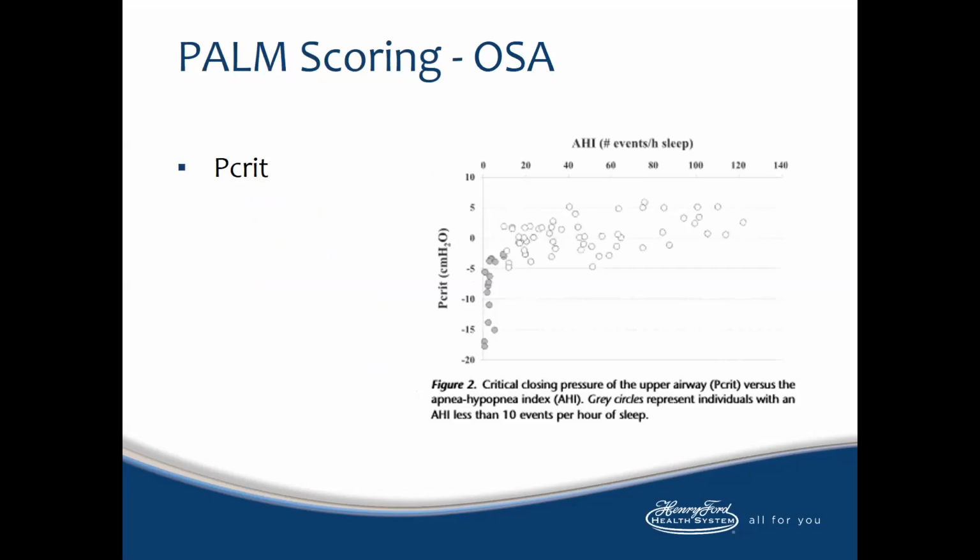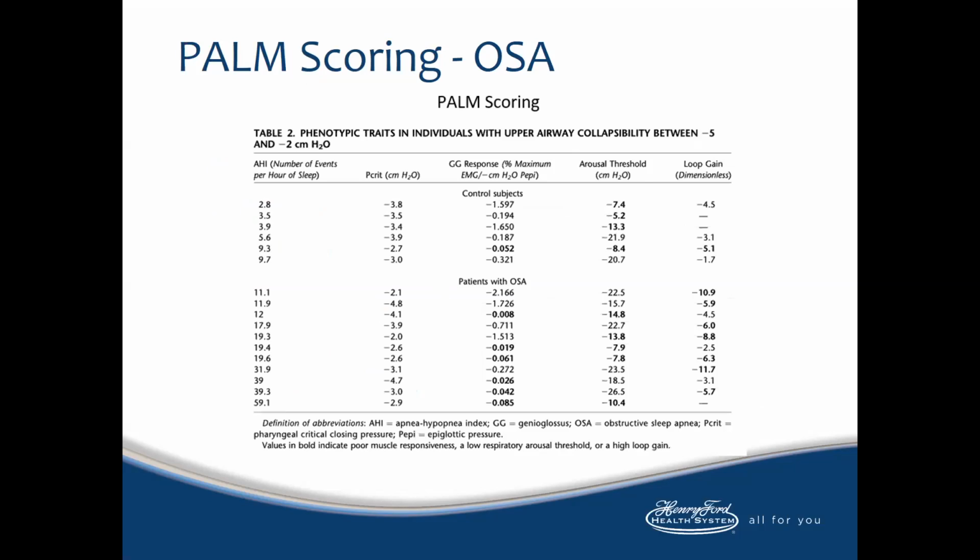They found that the arousal threshold in patients with sleep apnea was more negative, so they were more easily aroused than their peers that were in the control group. There was no difference in that loop gain or the genioglossus muscle response between the 2. So this is kind of where they tried to pinpoint which of these characteristics fit together, and they described 4 different categories of disease.